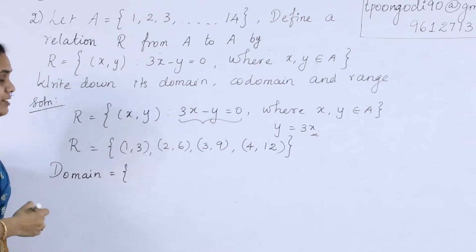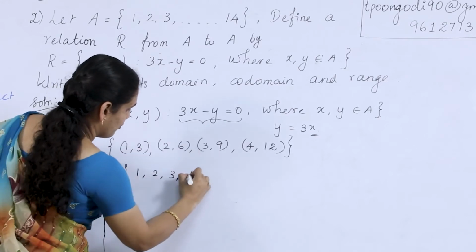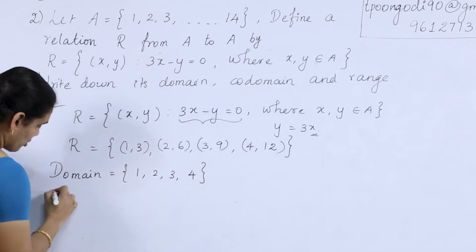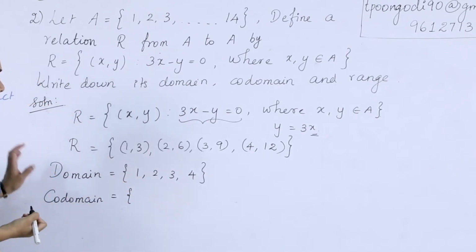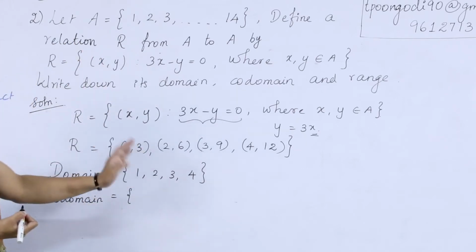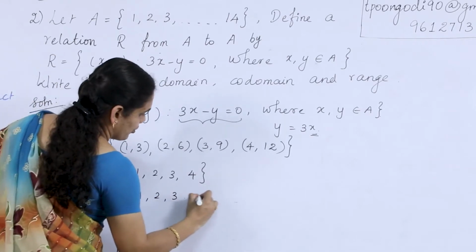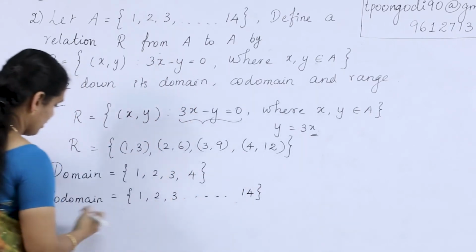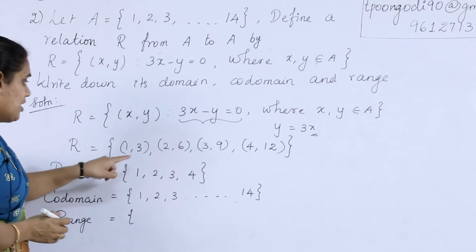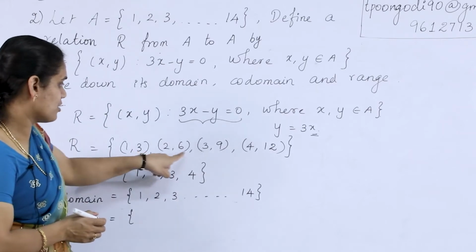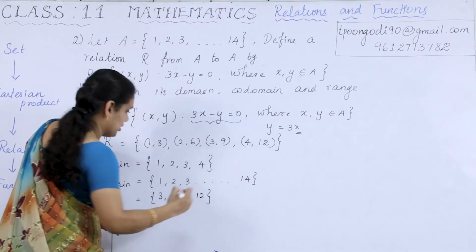Then let us write the domain. Domain is the set of all first coordinates of relation R. What are the first coordinates? 1, 2, 3, 4, right? The next one is codomain. Codomain is nothing but the set B, the second set, which we take is also A. So it will be 1, 2, 3 till 14. Then range. Range is the set of all second coordinates of R. That is very important. What are the second coordinates? We have 3, 6, 9, 12. That's all.